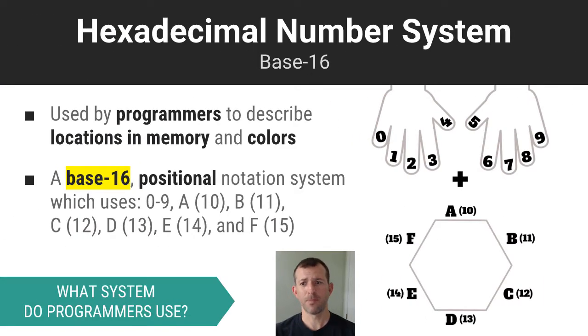Another number system that's worthy of note is called hexadecimal. This is commonly used by programmers to represent things like memory locations and colors. Hexadecimal is a base 16 number system. And as you can see here, they run out of numerical symbols to represent values, and so they have to start using letters like A, B, C, D, E, and F. A is 10, B is 11, C is 12, and so forth and so on.